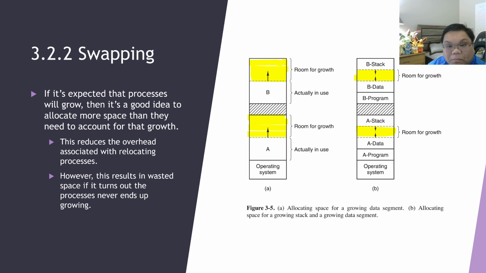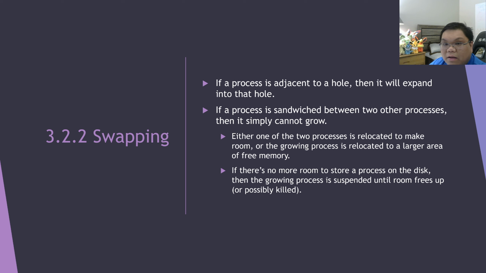So when you allocate memory, you allocate it next to a block of unused memory, so that if this process grows, at least it has space to grow into. These blocks of unused spaces are called holes. If a process is adjacent to that hole, then it'll just grow into the hole. If a process is in between two other processes, then there's basically no room for it to grow. We have to move one process out of the way, or we have to suspend that growing process until there's room available, or at worst, we have to kill the process.